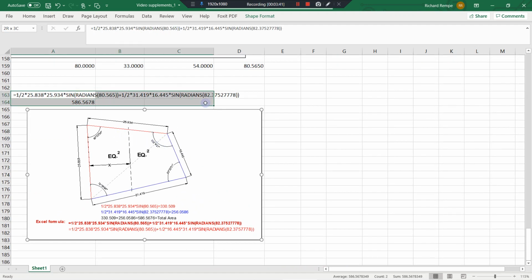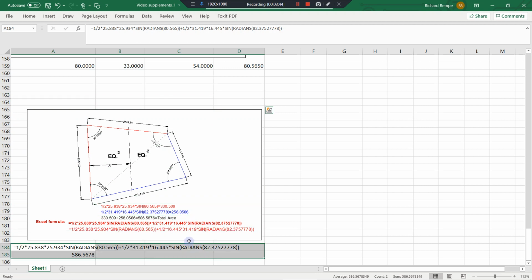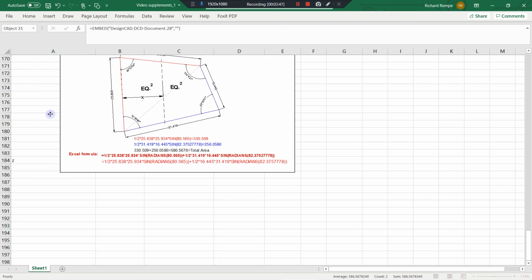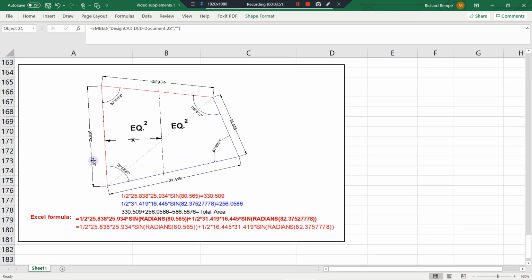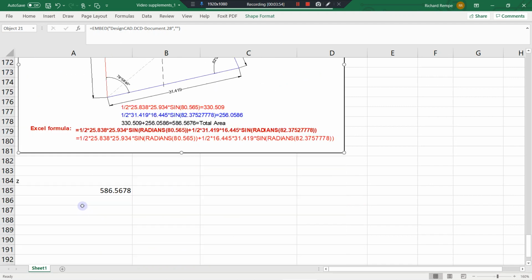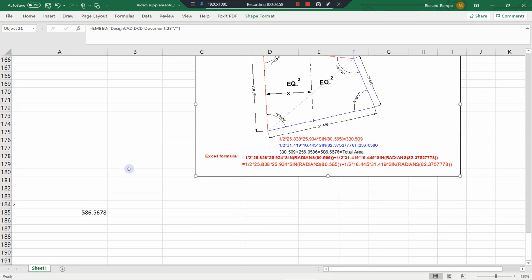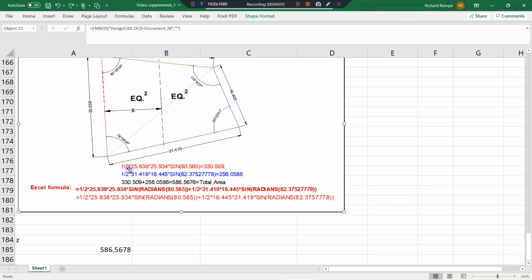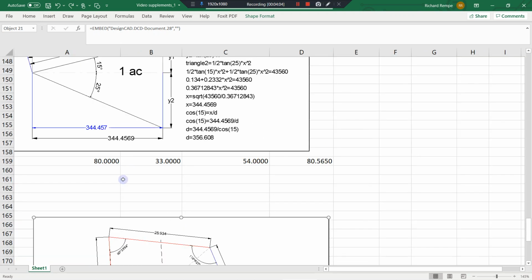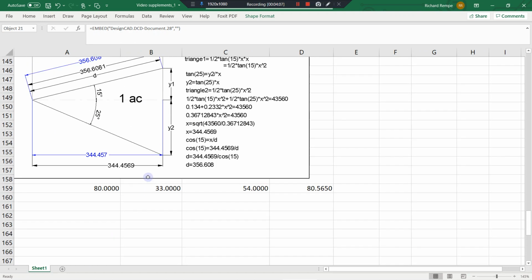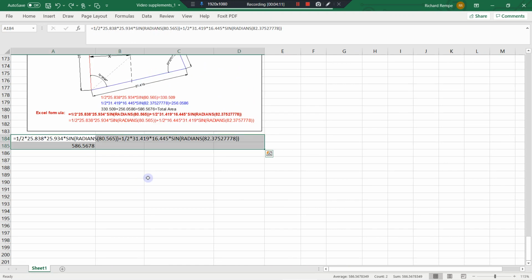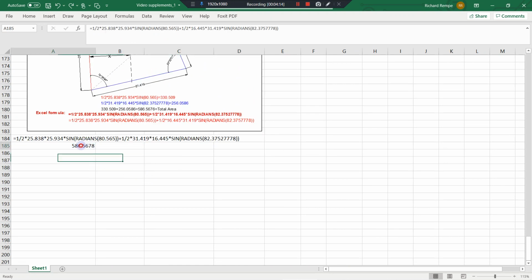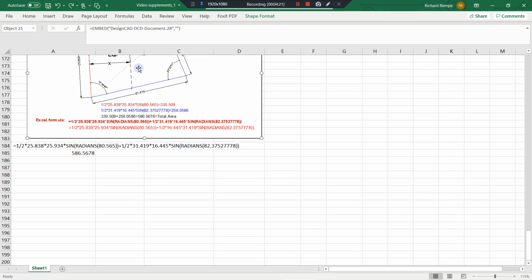How about if we take this and move it down closer to that formula. Where did the formula go? There it is. Right here, this is the formula in text, and this is the actual formula. Maybe if we zoom up like that, you can see 1/2 of 25.